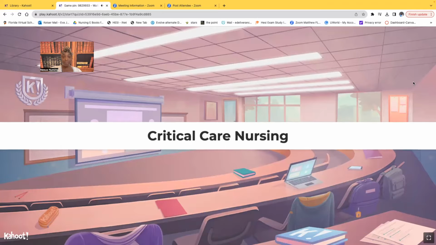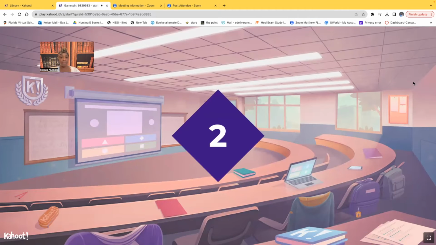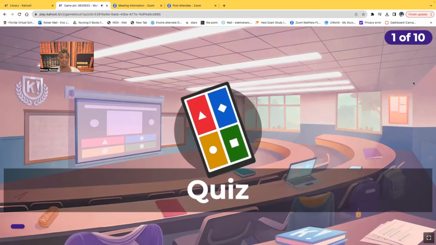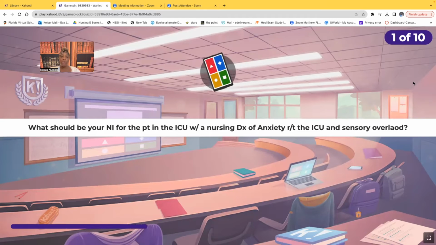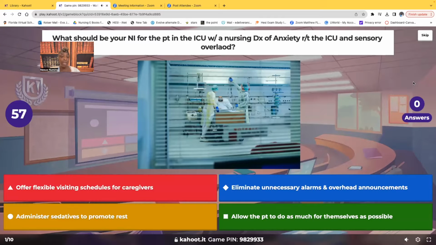Critical care nursing. What should be your nursing intervention for the patient in the ICU with a diagnosis of anxiety related to ICU and sensory overload? Here are your choices. Offer flexible visiting schedules for caregivers. Eliminate unnecessary alarms and overhead announcements. Administer sedatives to promote rest. Or allow the patient to do as much for themselves as possible.